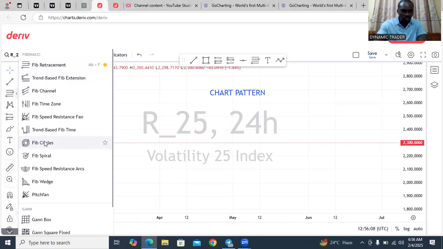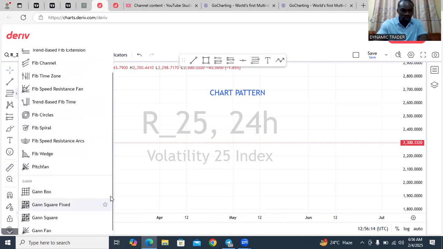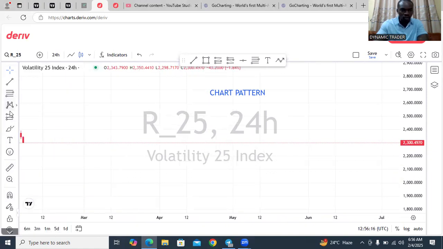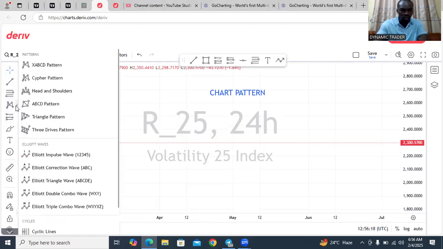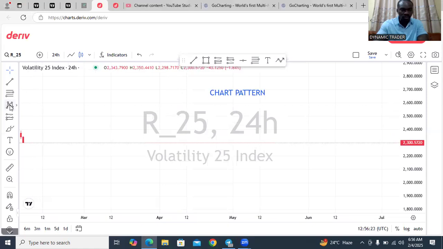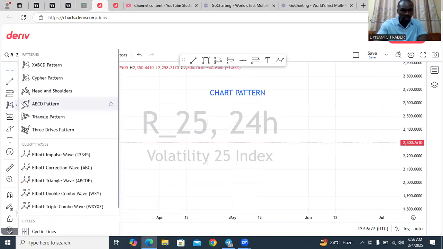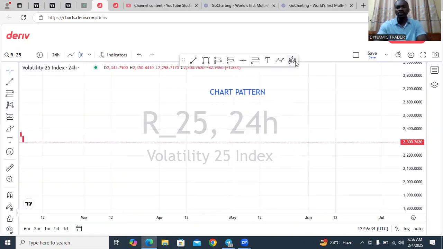Pardon me, I'm trying to bring out the head and shoulders tool. It's also part of the tools you would be using. You can see it under patterns. When you point to that place, it shows you patterns. So when you click on patterns, you kindly locate head and shoulders. So I'm making it my favorite. I've clicked on it. So this is head and shoulders.